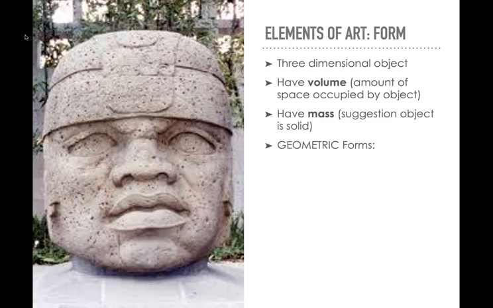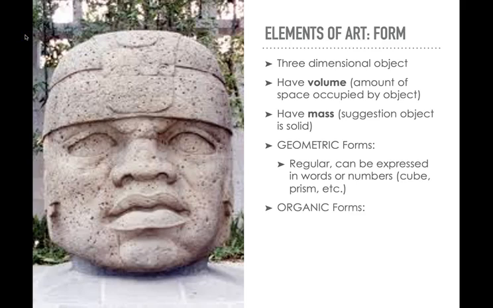We can have geometric forms just like we had geometric shapes. They can be regular. These regular geometric forms can be expressed in words or numbers, like a cube or a prism. And you can find the volume of them with a mathematical formula. But there are also organic forms. Organic forms are irregular and unpredictable. They may change in response to a surrounding. For example, they may expand or contract. They may be subject to erosion.